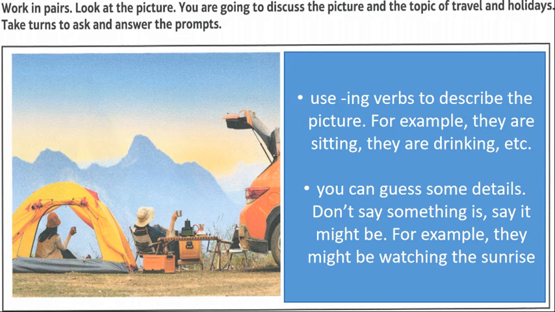Also, this is something I've noticed a lot of people do. They will say something as a fact, but they don't know. But you can guess. So don't say something is, say it might be. For example, they might be watching the sunrise, because they could be watching the sunset. It's not clear what time of day this is. So don't say, for example, they're drinking coffee. We can see they've got mugs in their hands, which would suggest it's a hot drink, and there's a stove set up beside them. But we don't know what's in those cups. Say they might be drinking coffee. It could be tea, it could be hot chocolate, it could be soup. Who knows?